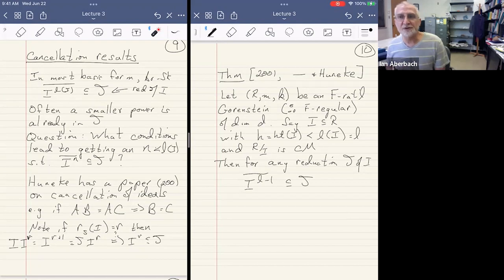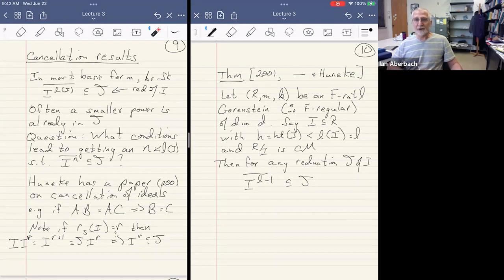So we can do one better than the Briançon-Skoda theorem in general will tell us. My student Alina Hasri generalized this slightly. I don't remember the actual result off the top of my head, but I think it was about maybe R mod I doesn't quite have to be Cohen-Macaulay. So this is an interesting result.